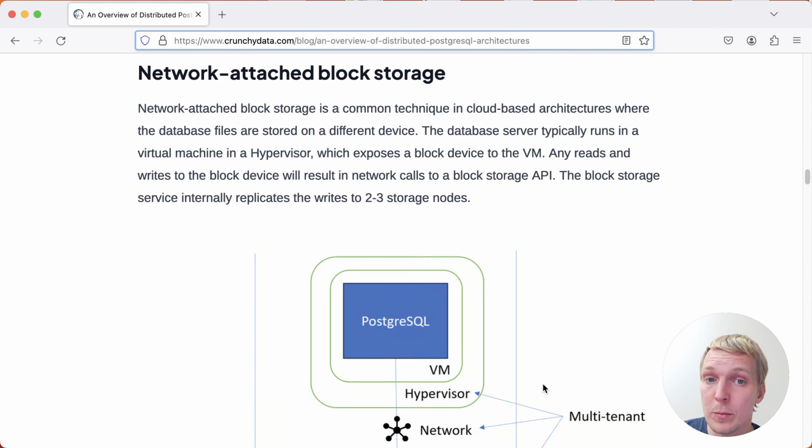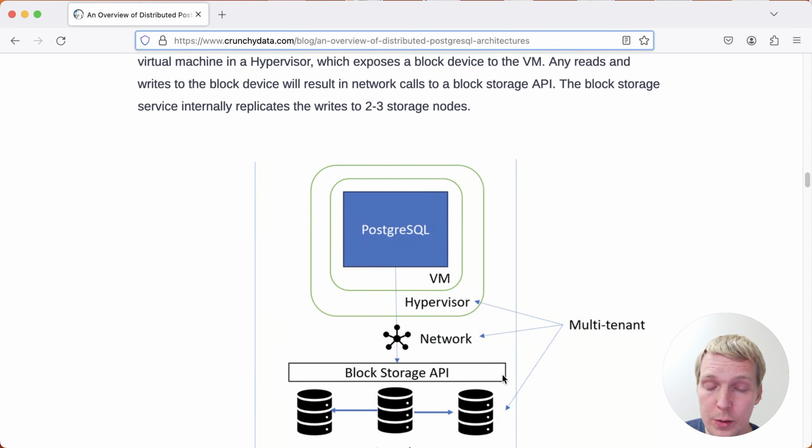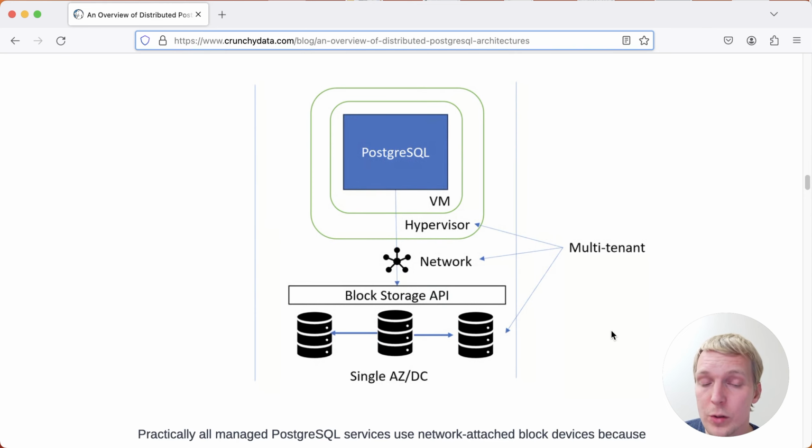Marco starts by talking about the most basic form of distributed Postgres. Most Postgres servers in the cloud are distributed because underneath the hood, they use the block storage APIs by the cloud providers to store the data. And in that case, you do actually keep multiple copies of the data on different storage nodes. That means you are already paying a price of latency because you're saying, I want multiple copies, I want that network attached storage.